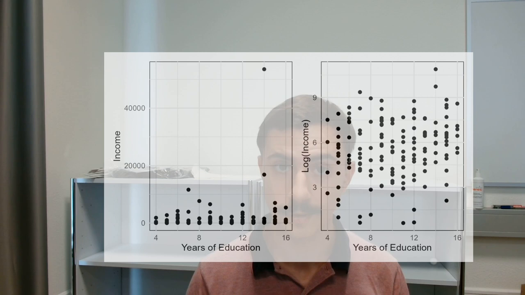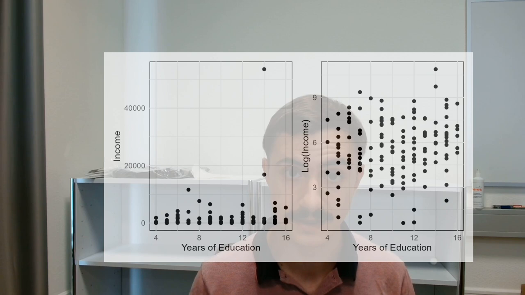Here, I plotted simulated data of years of schooling versus income. The left-hand side shows pretty clear heteroskedasticity. As years of schooling increases, the error variance also increases. The right-hand side, on the other hand, looks much better.